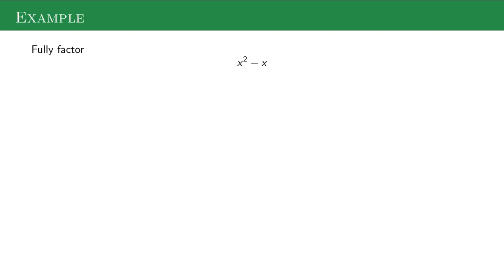And sometimes you see something like this. This is kind of confusing if you're trying to do the splitting method. You have a -1, there's like a +0 here that you can't see. So this might be confusing. But if you just think about the greatest common factor, they both have an x. So just pull the x out and I'm done.